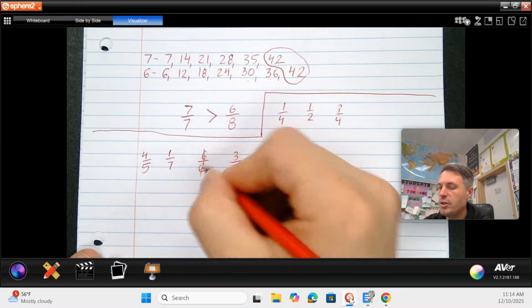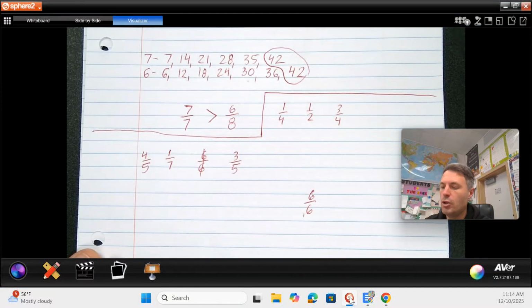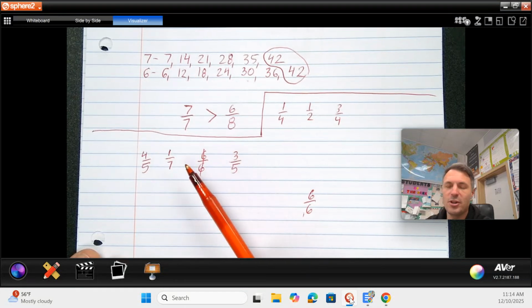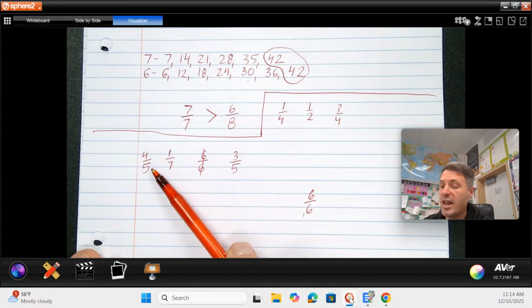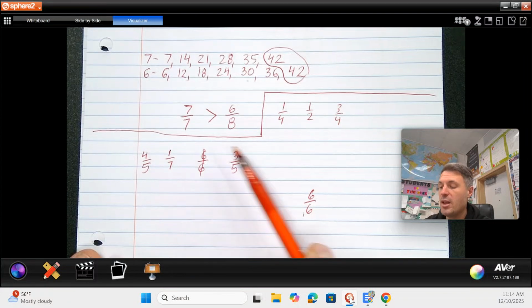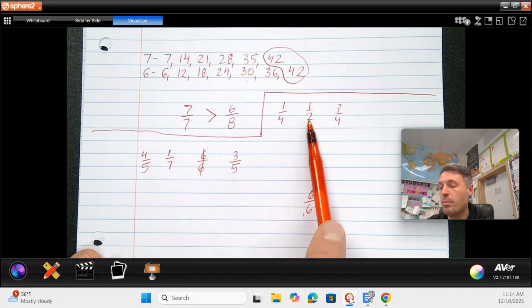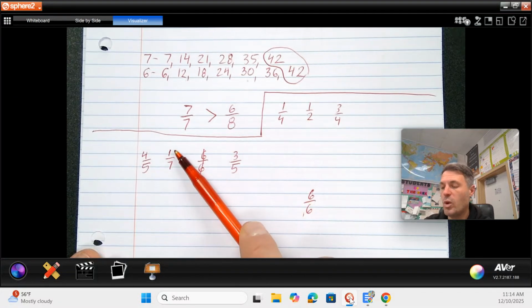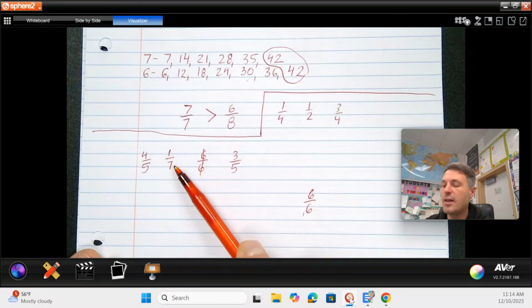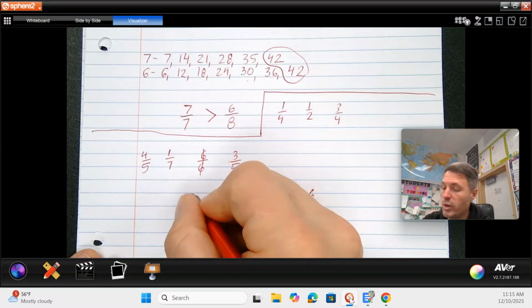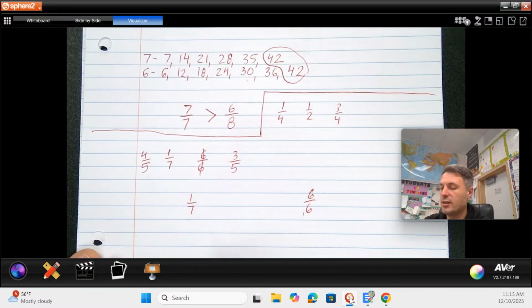Which of them do we know for sure is the smallest? Well, 4 is more than half of 5, is what I meant to say. And 3 is also more than half of 5. So both of these fractions are above 1/2. But 1 is much less than half of 7. So 1/7 has to be less than 1/2. So 1/7 is going to go all the way to the left.